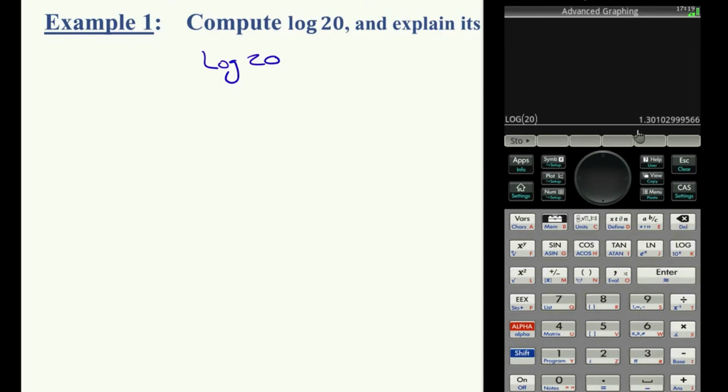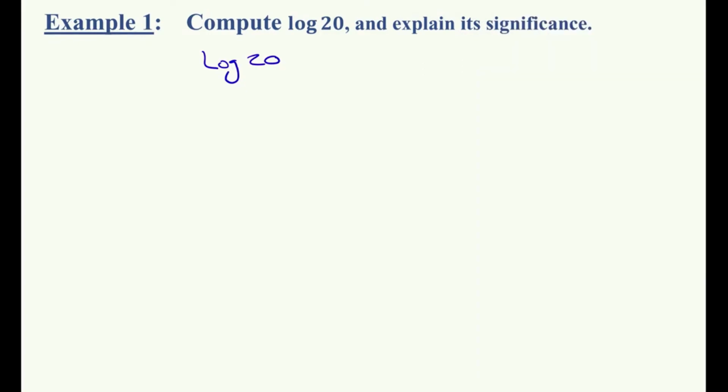So we get approximately 1.3010, let's go to 4 places. So we get from the calculator that this is approximately 1.3010. So here we want to know the significance of what that means. Remember, for that we'll go to full notation. So we realize we have just computed log base 10 of 20, and we have found it to be approximately 1.3010.